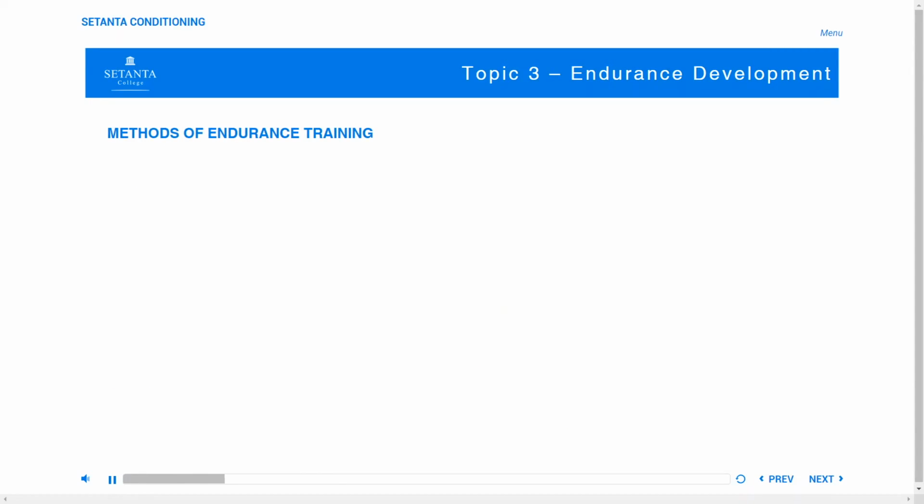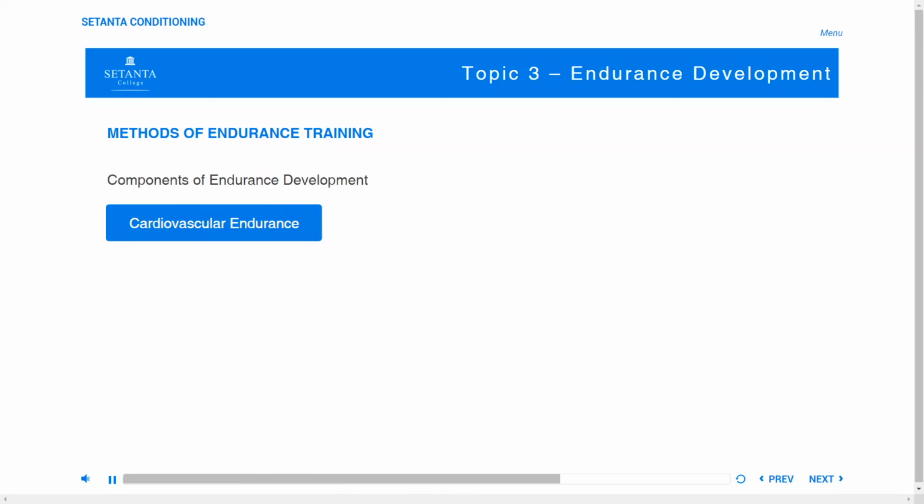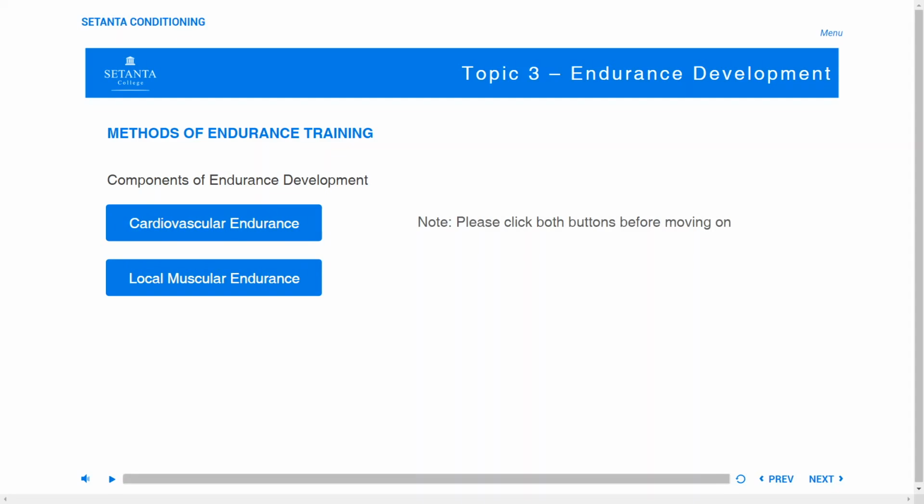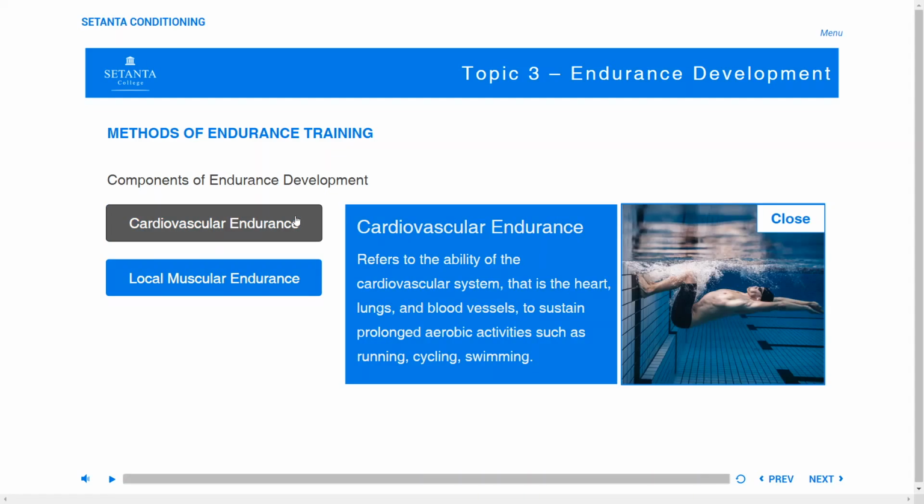Methods of endurance training. As previously mentioned, endurance development has two major components: cardiovascular endurance and local muscular endurance. Cardiovascular endurance refers to the ability of the cardiovascular system, that is, the heart, lungs, and blood vessels, to sustain prolonged aerobic activities such as running, cycling, or swimming.